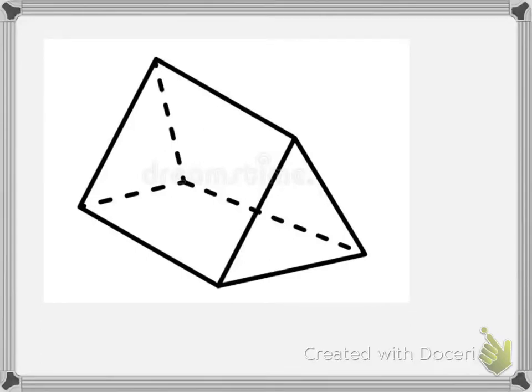Okay, we're going to start by talking about the faces on this triangular pyramid, or prism, excuse me. This is a triangular prism. So we want to talk about the number of faces and the number of vertices it has. And then we will use Euler's formula to figure out the number of edges this figure has.